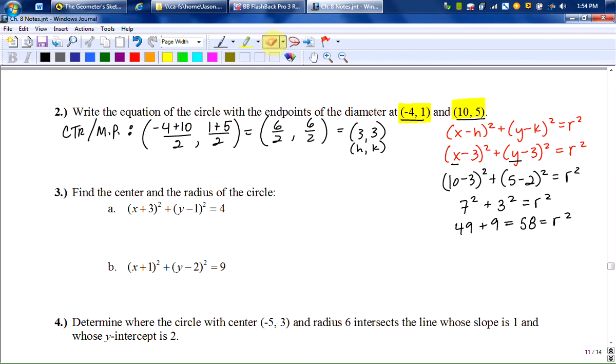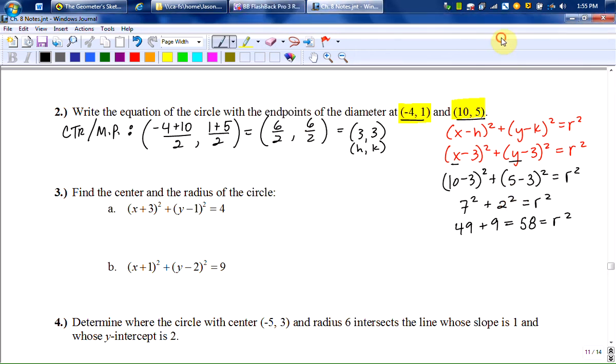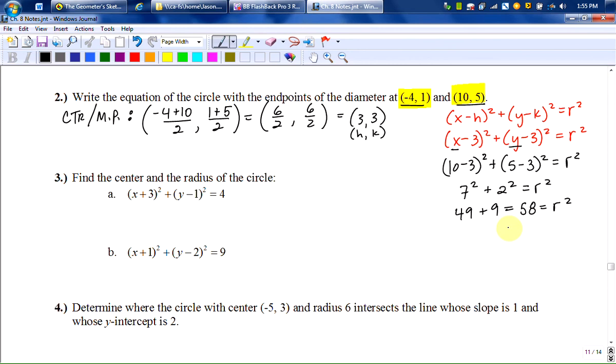And I made a little mistake there. This is a 3. This is a 2. Okay, sorry about that. I had to take a break there for a second. So here is my fixed r squared. So actually the radius is root 53.